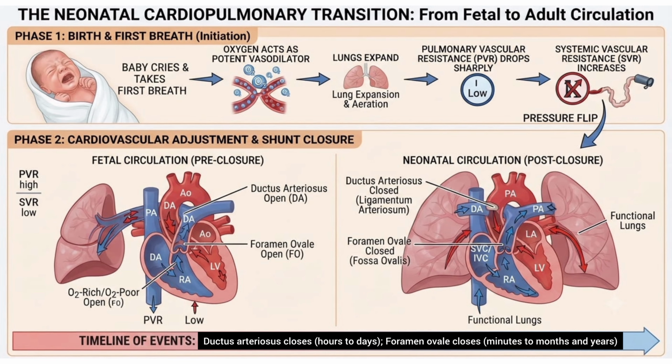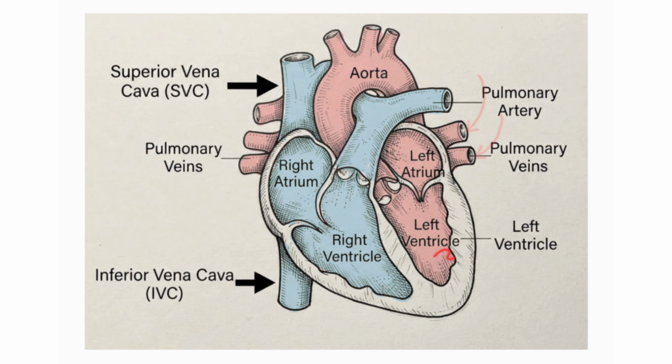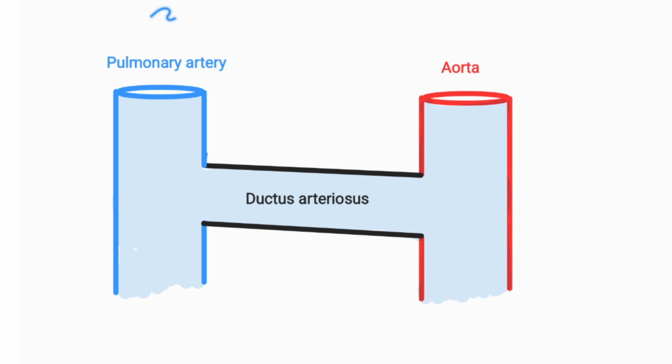So the deoxygenated blood entering via IVC and SVC into the RA and then into the RV, that is the right ventricle, enters the pulmonary artery and then to the lungs. From there, the pulmonary vein carries the oxygenated blood to the left atrium and left ventricle and finally into the aorta and to the whole body.